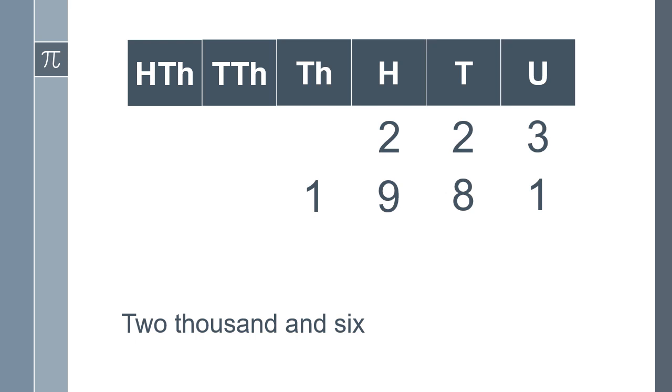2006. So 2 in the thousands column, and then 6 in the units column, and then we have to fill in the missing columns with zeros, and that gives us 2006.